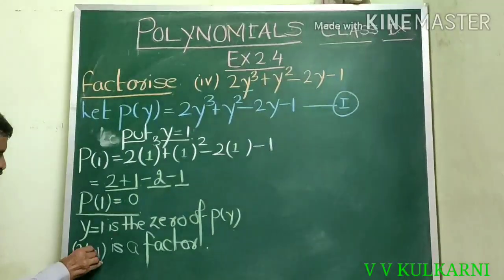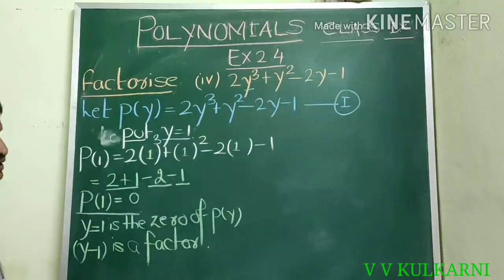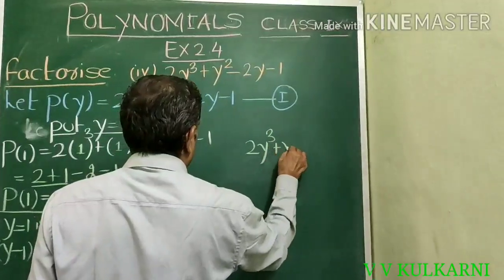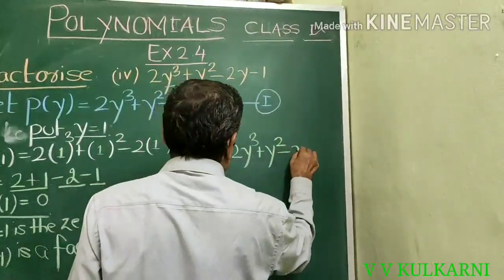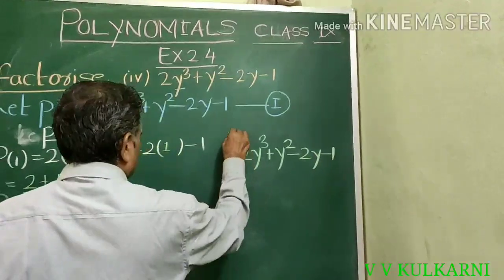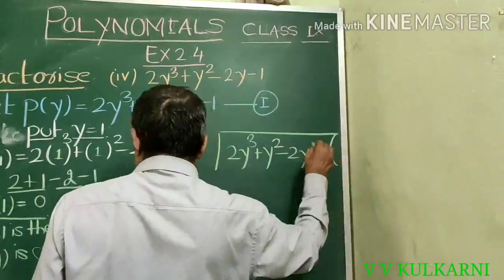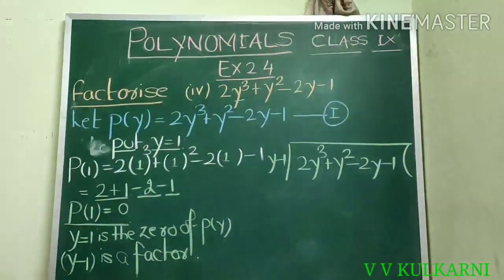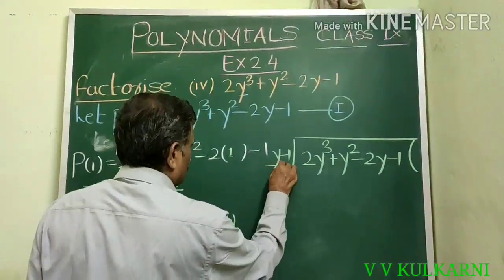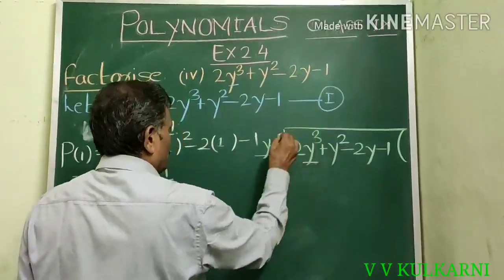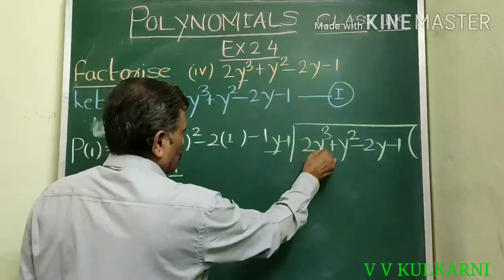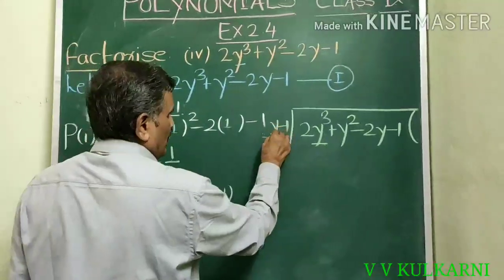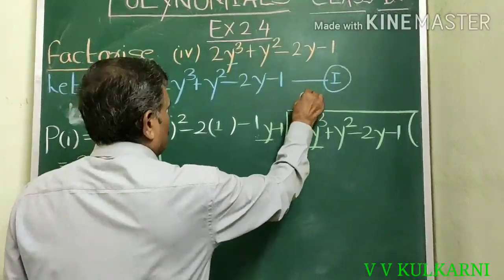Then I will divide the given polynomial by this y minus 1. So the given polynomial is 2y cube plus y square minus 2y minus 1. This I have to divide by y minus 1. Let us see what we get. Now I will tell you the method of division. Here it is y cube and here it is y, and the coefficient of y cube is 2, the coefficient of y is 1. So first of all I will have to multiply this y by 2.